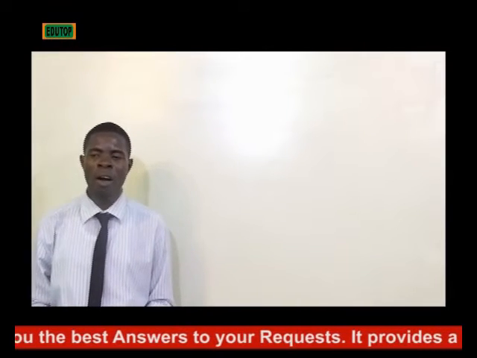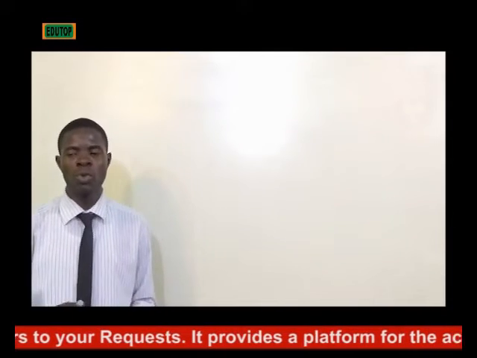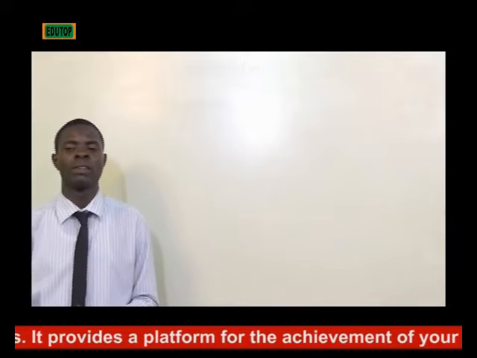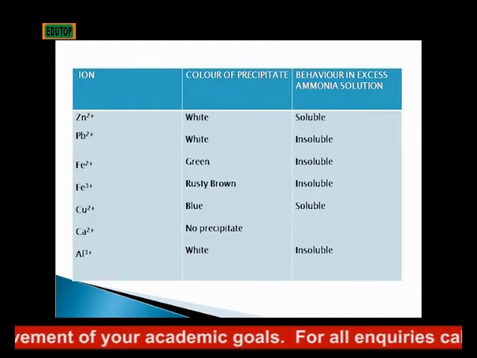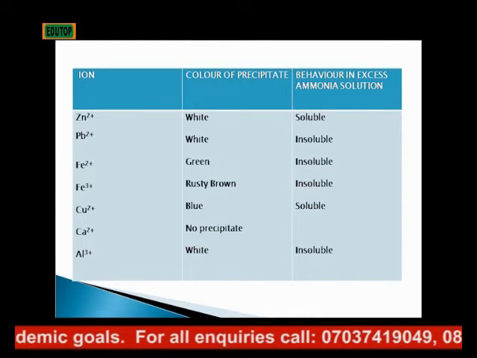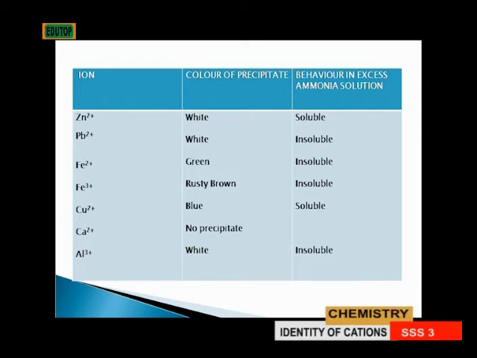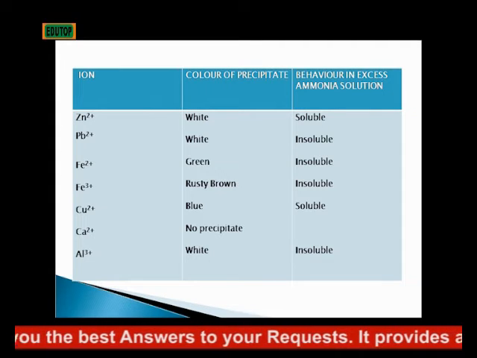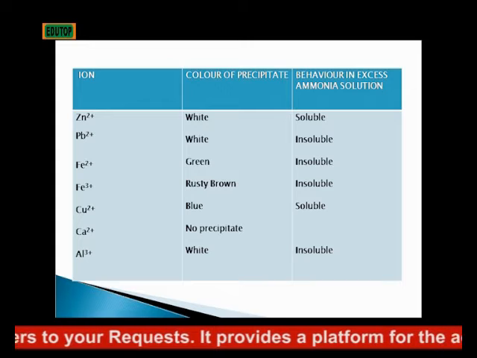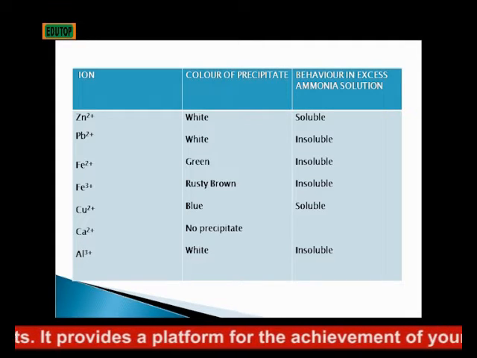Other ions and their behavior in excess ammonia solution. We have zinc 2+. It's also white, so it retains its whitish color and is also soluble in aqueous ammonia. That is, it is soluble in sodium hydroxide and also soluble in ammonia solution with a white color. Lead 2+ also has white color, but it is insoluble in ammonia solution. That means lead 2+ is white in both sodium hydroxide and ammonia, but the only difference is that it is soluble in sodium hydroxide and is insoluble in ammonia solution.